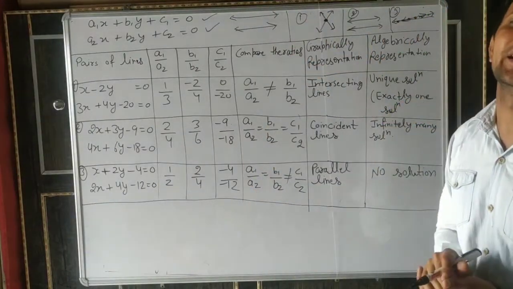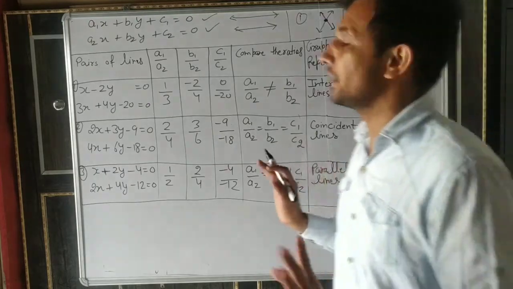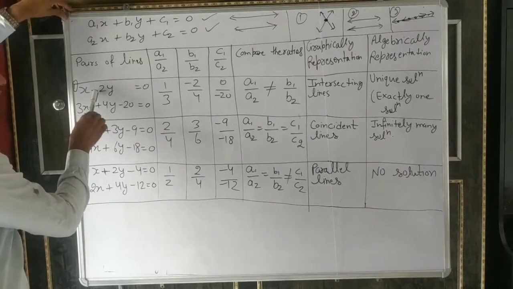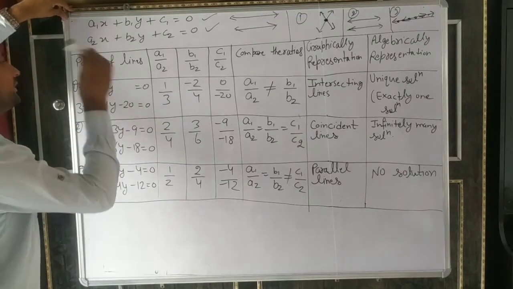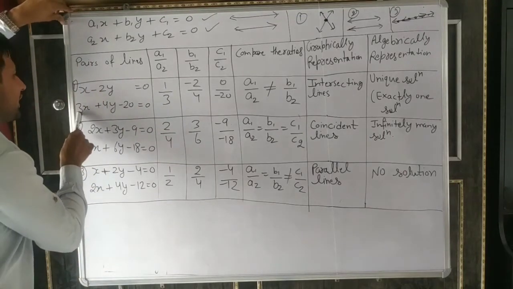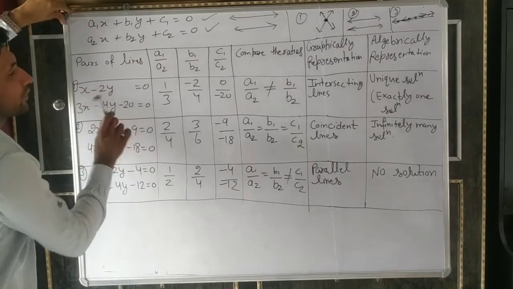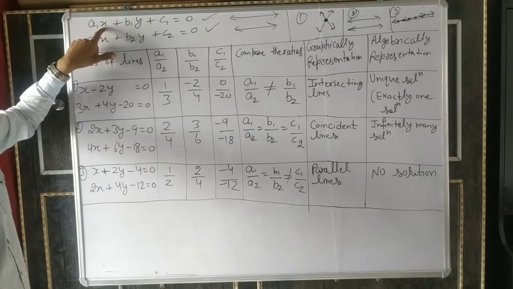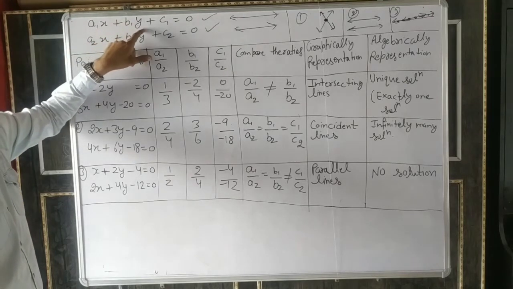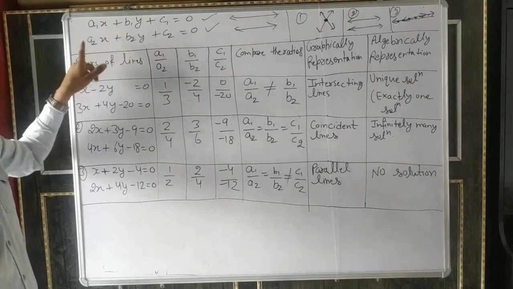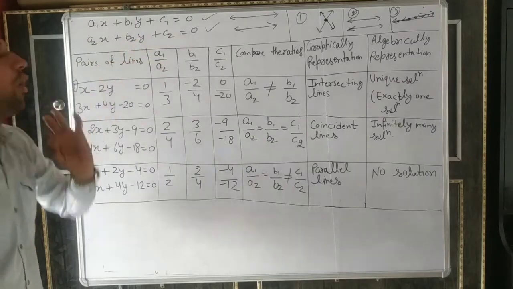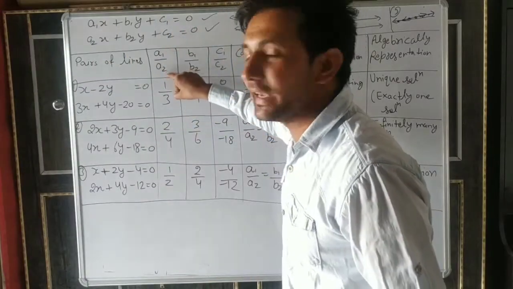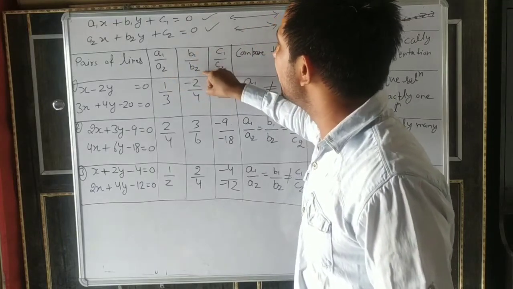But there is no need to draw their graph, dear. Directly you can say that. How will we check it? Look at this. Suppose we are given two equations: x minus 2y equal to 0, and 3x plus 4y minus 20. Everyone knows A1 is the coefficient of x, B1 is the coefficient of y, then C1, A2, B2, C2.